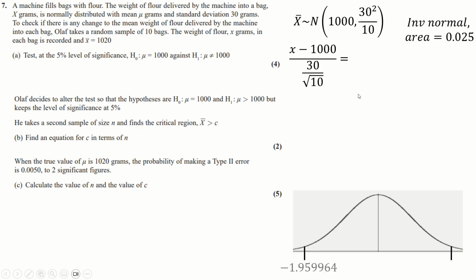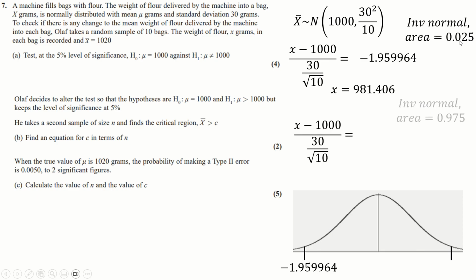And that gives us a value of this. You can just quote minus 1.96. You're allowed to do that. That's fine. Of course, when we solve this, multiply this over here, add 1000, we get it as this. And then for the other end, of course, inverse normal area 0.975.